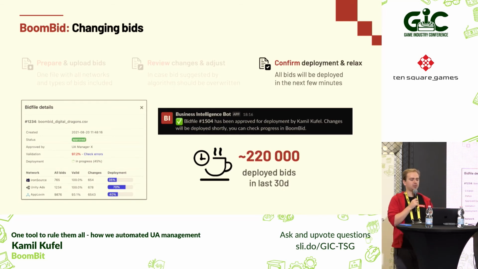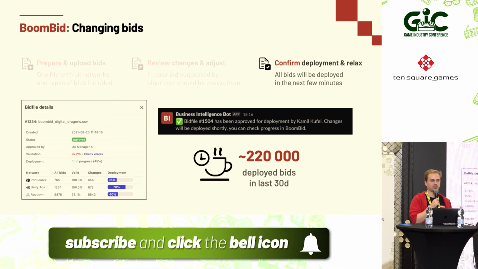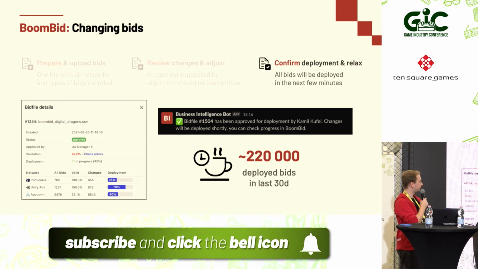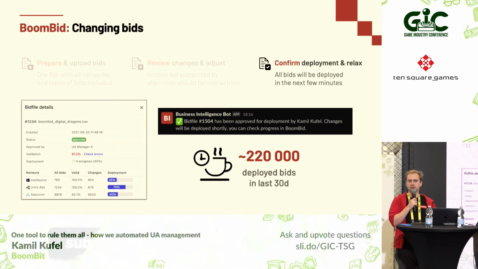So when everything seems to be okay, the UA manager clicks the button. And this is when the magic happens, because thousands of bids from multiple networks are being deployed without going to the network dashboard. And that operation can be conducted again in case the data changes, or we just want to do a second iteration of bid changes. So I checked before the presentation, and in the last 30 days, we made over 220,000 changes in bids.